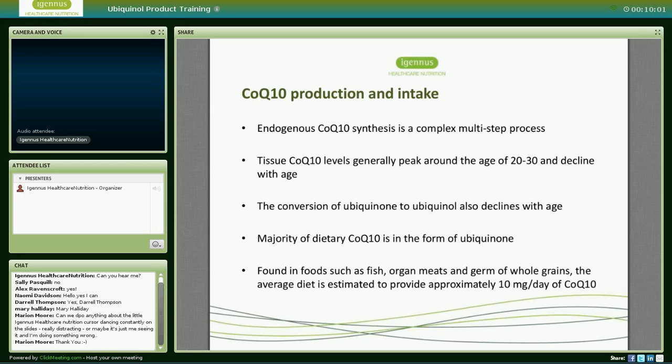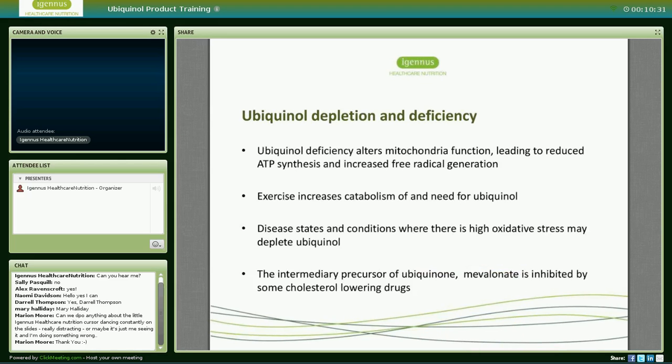We can get coenzyme Q10 through the diet, but the majority of the dietary coenzyme Q10 is in the form of ubiquinone, and as I've said, this is because ubiquinol oxidizes very easily. It's rich in foods such as fish, organ meat, and whole grains, and it's estimated that our intake is around about 10 milligrams a day.